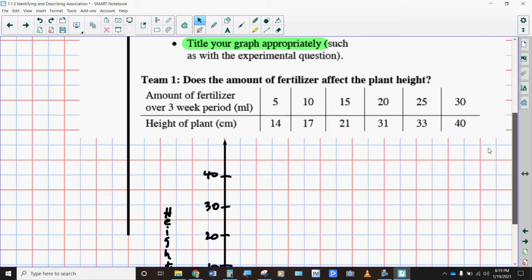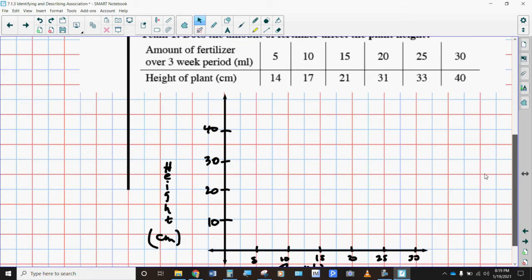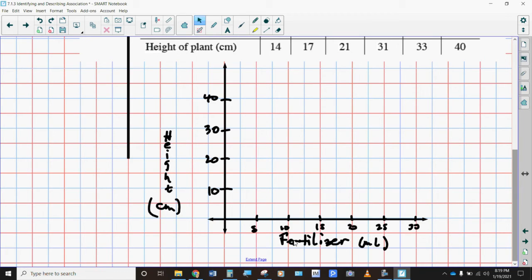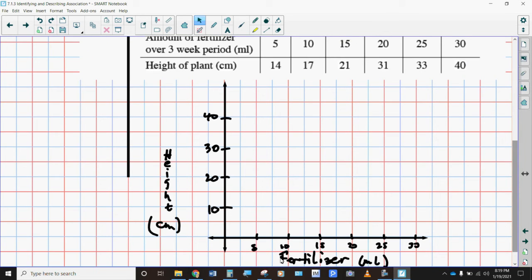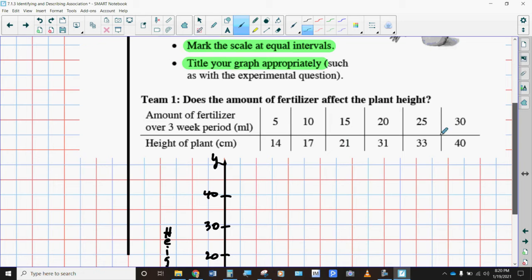The X-axis is your independent variable. In this case, we're trying to see the effect of fertilizer on the plant height. So the number of milliliters of fertilizer is going to be on the X-axis, and the height of the plant will be the Y-axis. In fact, in all of these, the height will always be the Y-axis. So let's go ahead and label that as Y, and this is X. And then it did say to put a title on your graph, but I didn't. This would be the title right there that we could put right there.